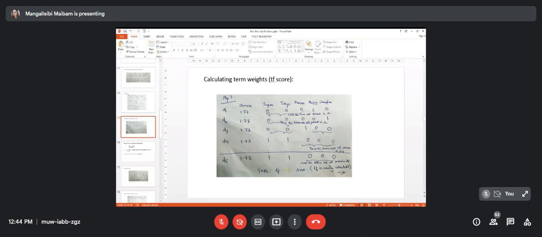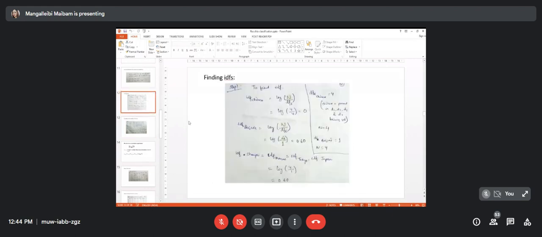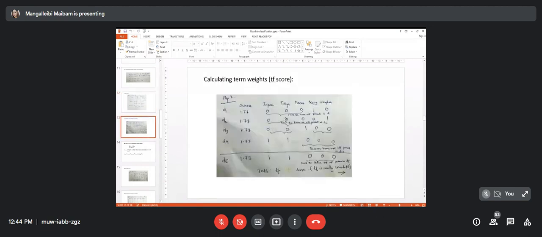For Japan it is already 0 here. Sorry, this is the TF score. TF score is 0. IDF for Japan is 0.60. So 0.60 into TF, which is 0, will give 0 in the next table. For Macau also it will be 0 because 0 multiplied with any number will be 0.